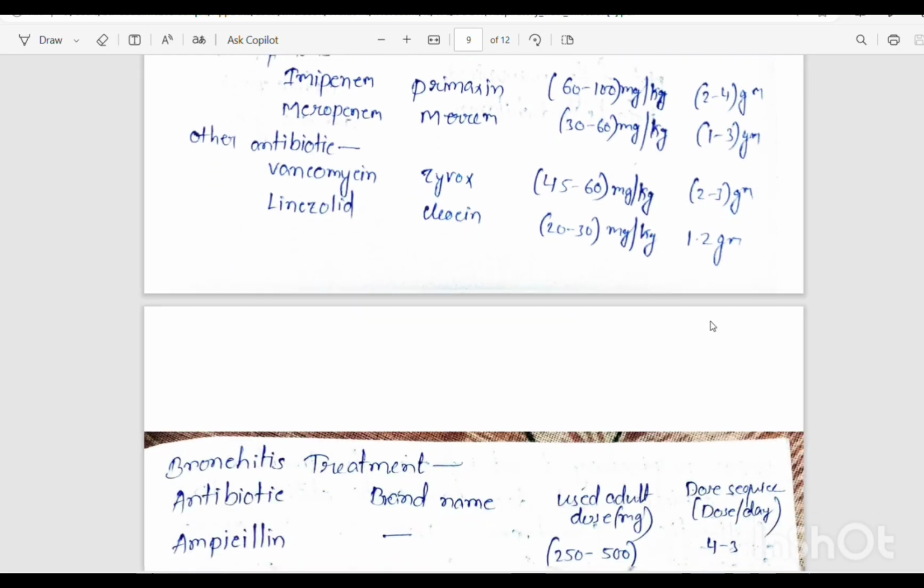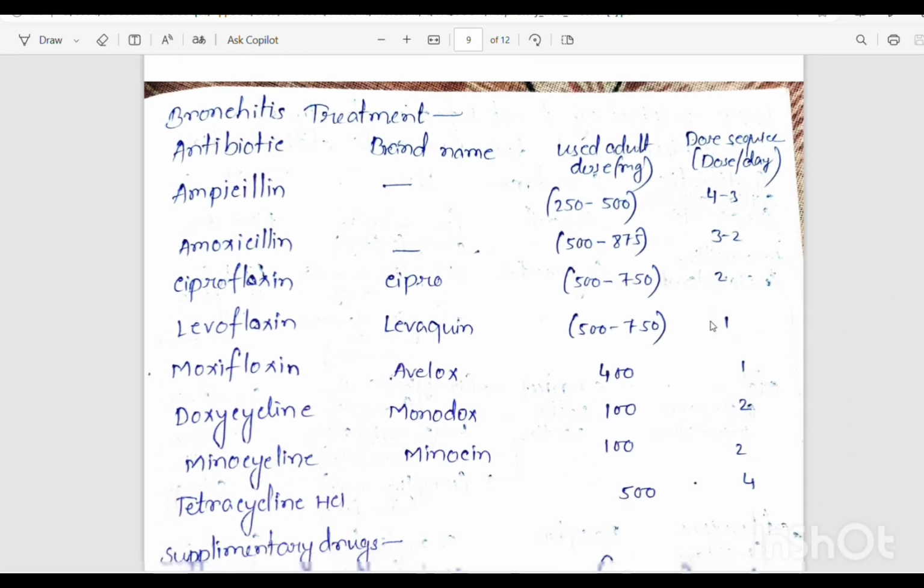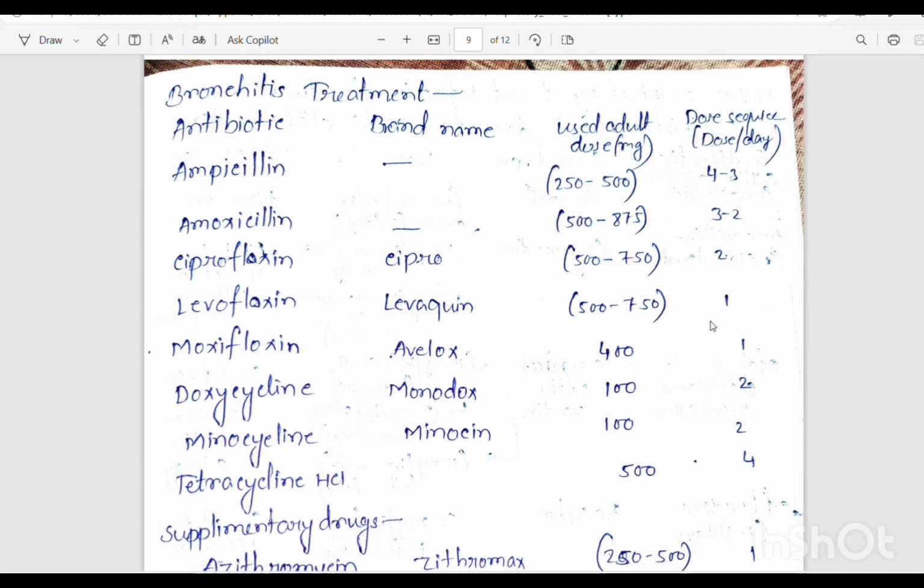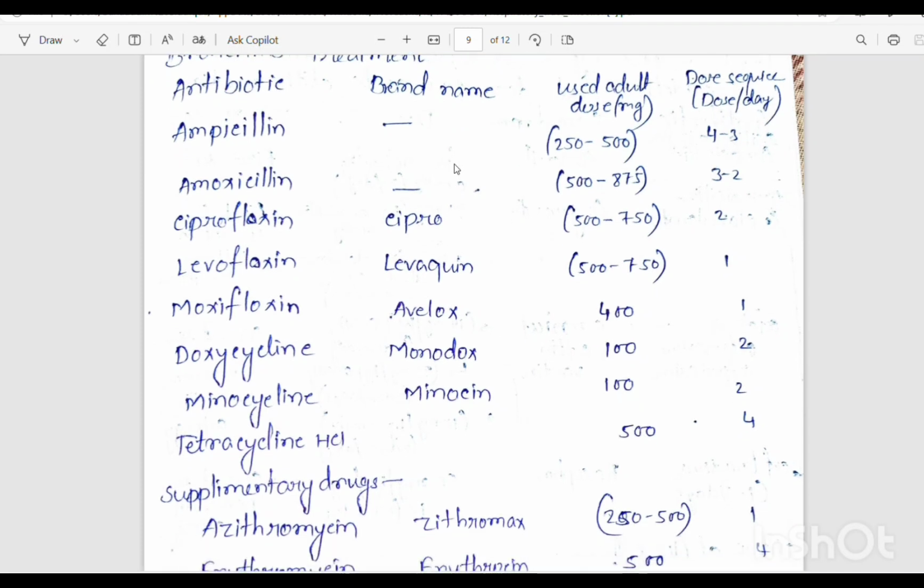Now we will move to the treatment for bronchitis. Here are the name of the antibiotic, brand name, adult dose in mg, and dose frequency per day, meaning how many times the dose should be taken in a day. Like the first antibiotic is ampicillin, brand name is also ampicillin. The dose for adults is 250 to 500 mg, and the dose should be taken 3 to 4 times in a day.